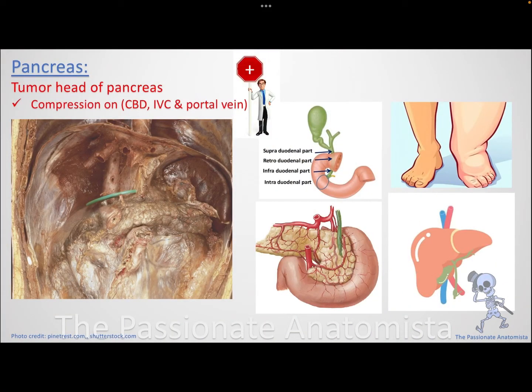So what would a tumor of head of pancreas show? Remember we talked about the CBD, which gets compressed.